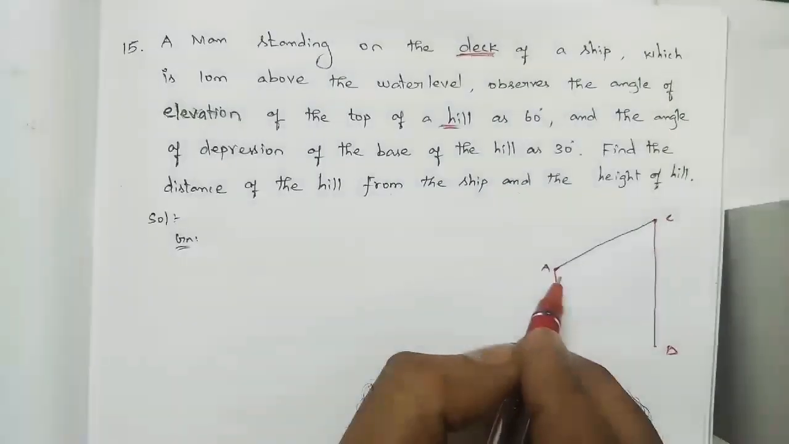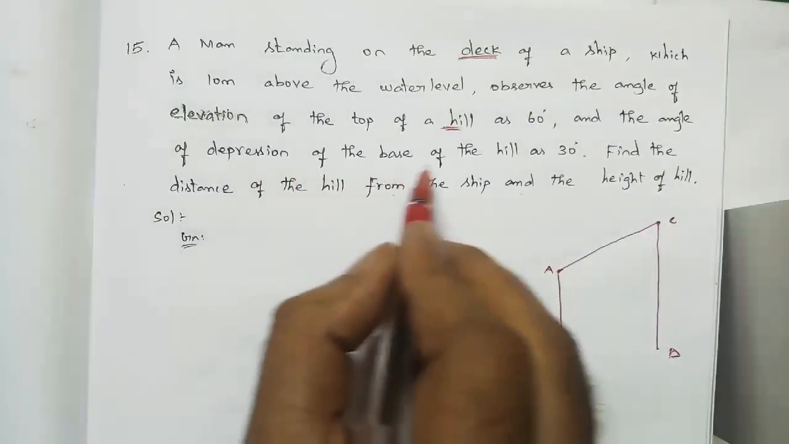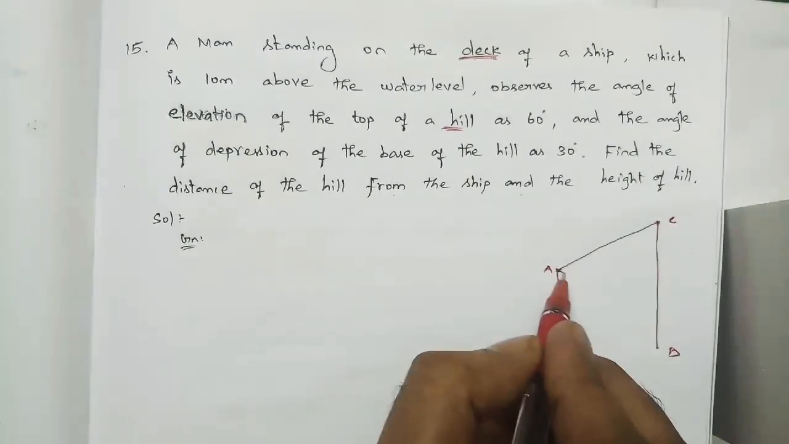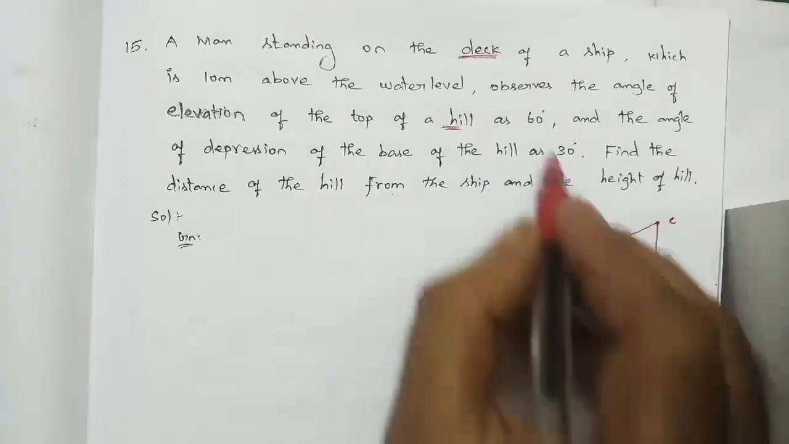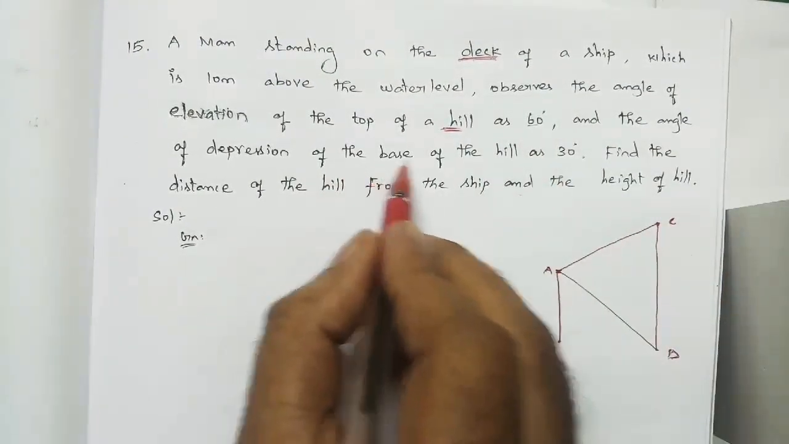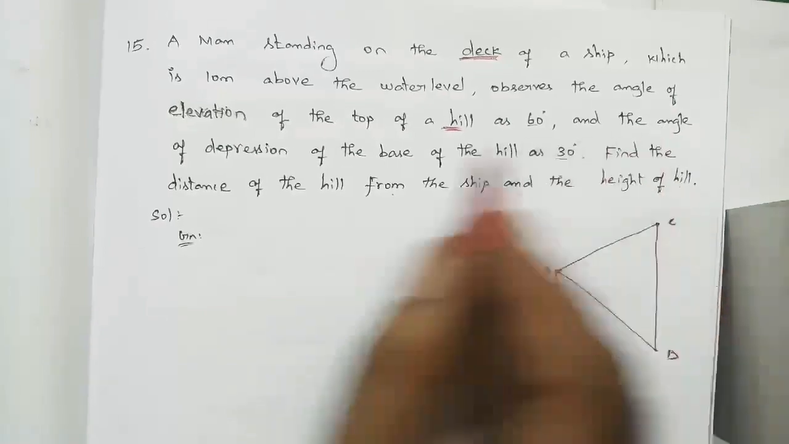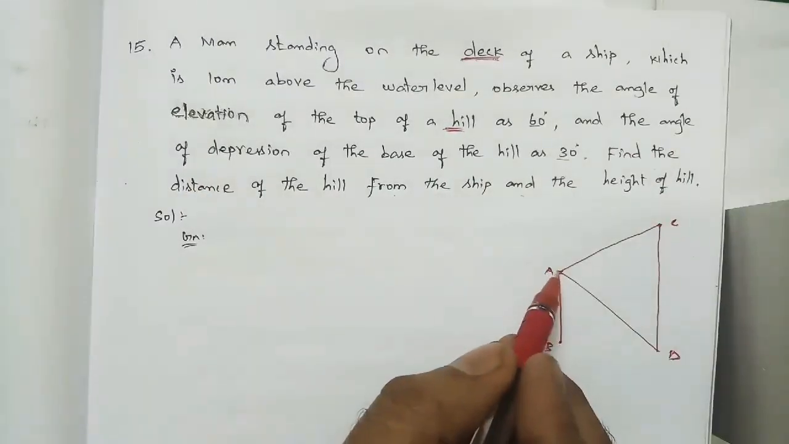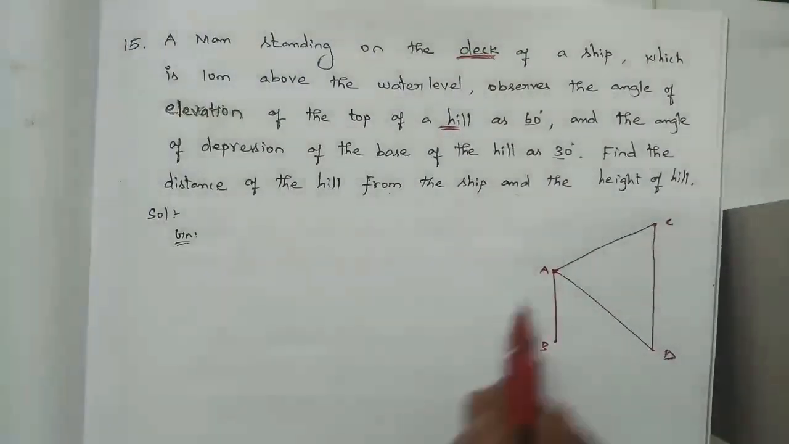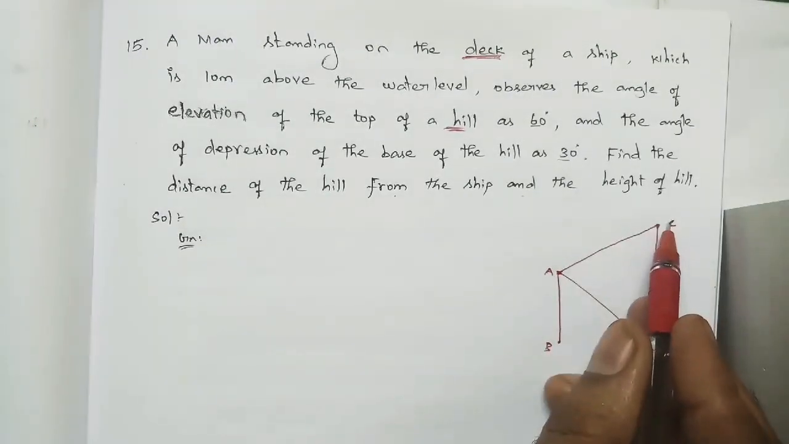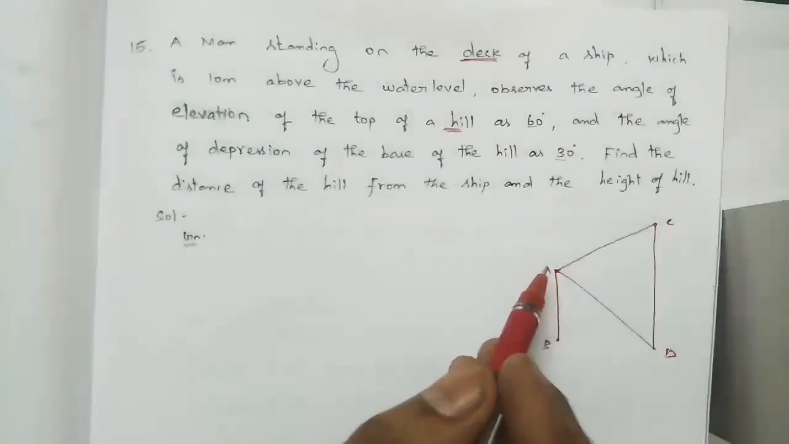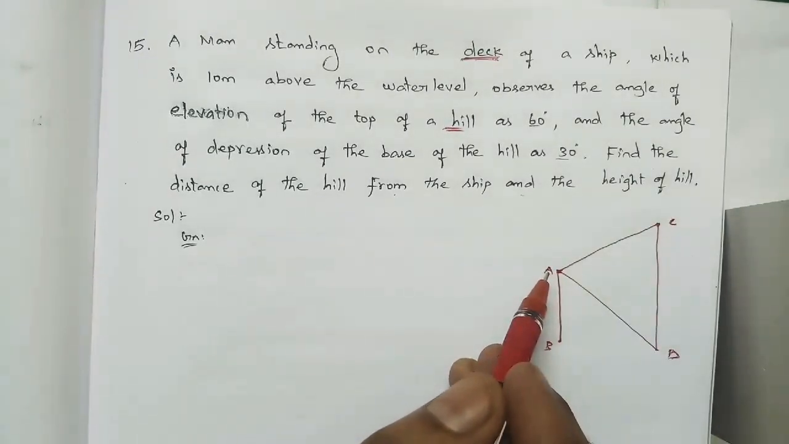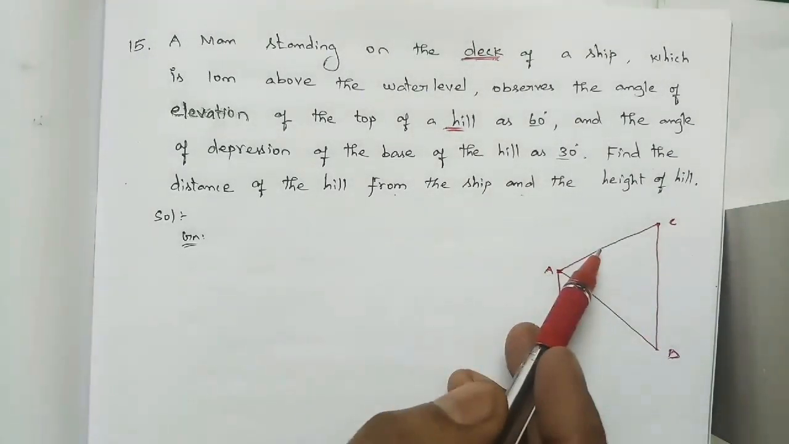From point A, they are observing the top of the hill, and at the same time they are observing the base of the hill also. Top of the hill, what angle? 60 degree, and the base of the hill is 30 degree, the angle of depression, because from the top they are seeing down. AC is the line of sight, and AD is also a line of sight. But the angle of elevation and angle of depression are always between the line of sight and the horizontal line.